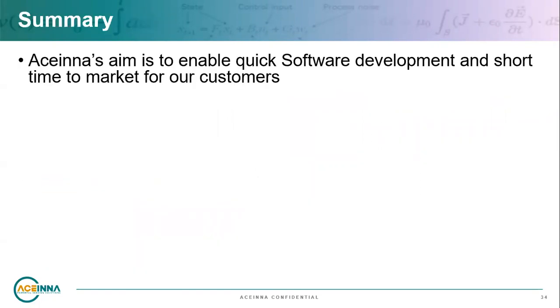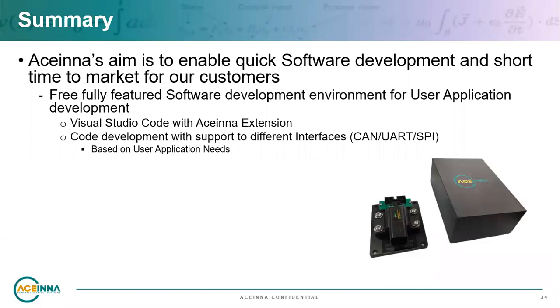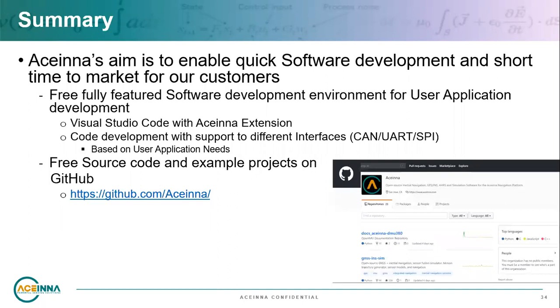So, summary. Aceinna's aim is to enable quick software development and a short time to market for our customers. We do that by providing a fully featured software development environment for user application development. With Visual Studio Code along with the Aceinna Extension, you can get the latest updates to your platform and the source code, and change it based on your application needs. We have code development with support for different interfaces like CAN, UART, and SPI. All the free source code is available on the Aceinna GitHub, as well as sample projects to get you started.